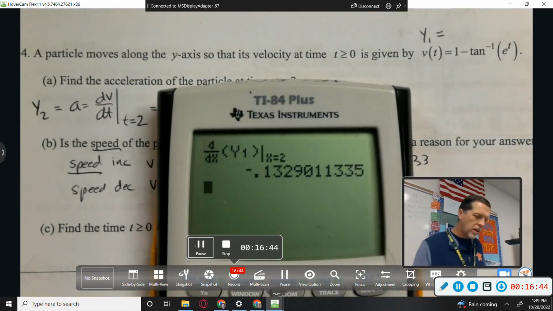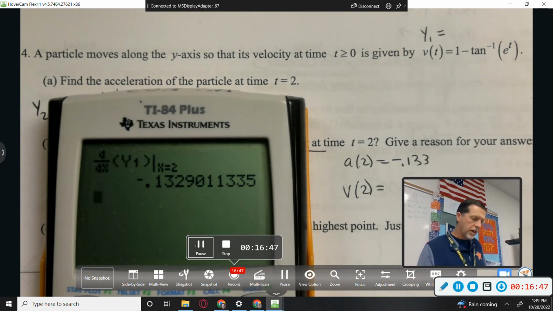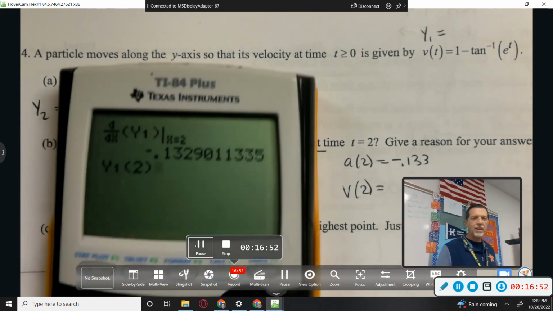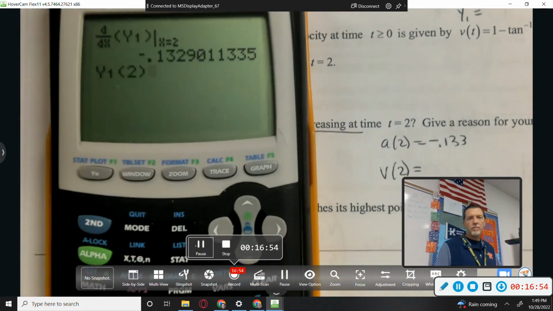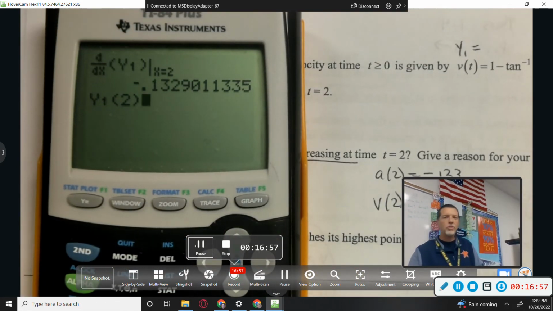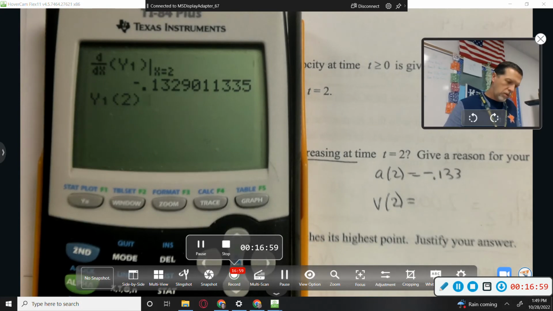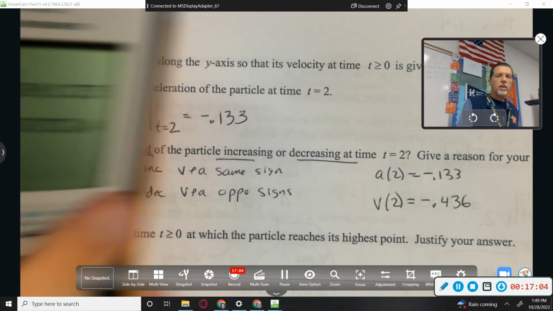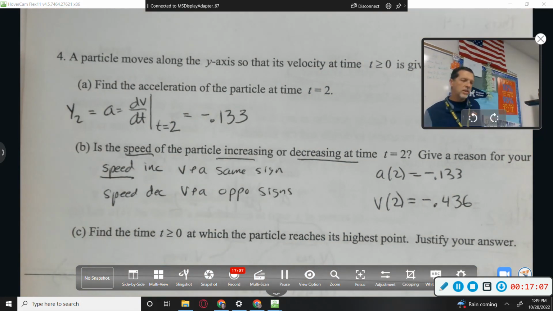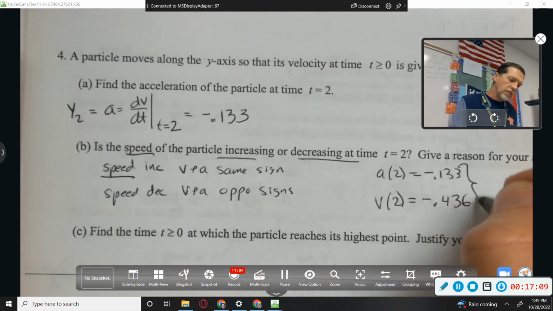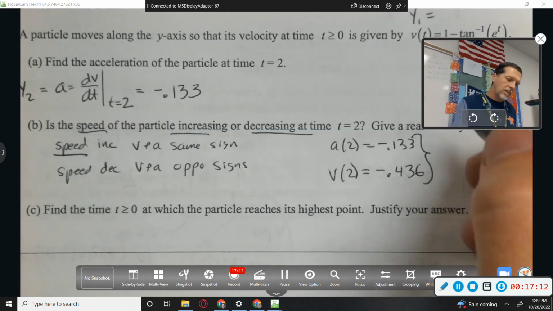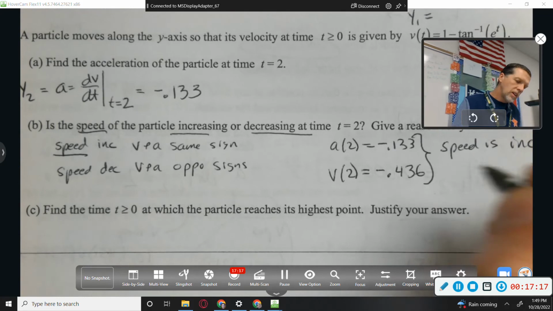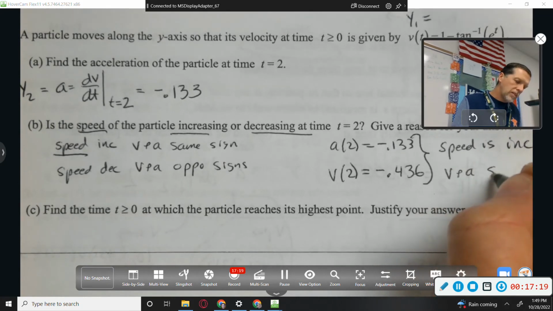V is y1. So I could go to the table. I could go to the graph. I could do it right here, y1 of 2, like that. Your calculator understands function notation, so you can use that. y1 of 2 is negative 0.436. So what's my conclusion? If acceleration is negative and velocity is negative, speed is increasing, V and A same sign.